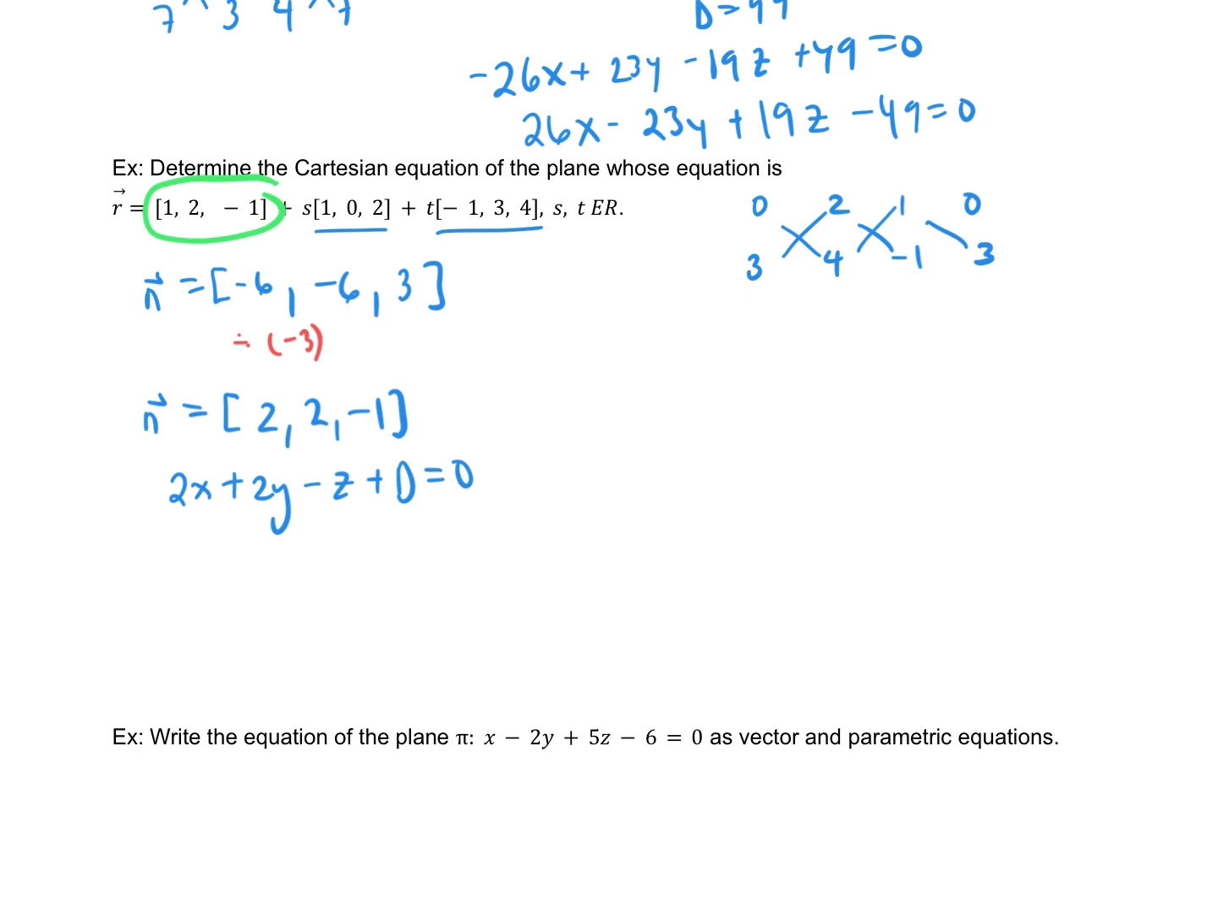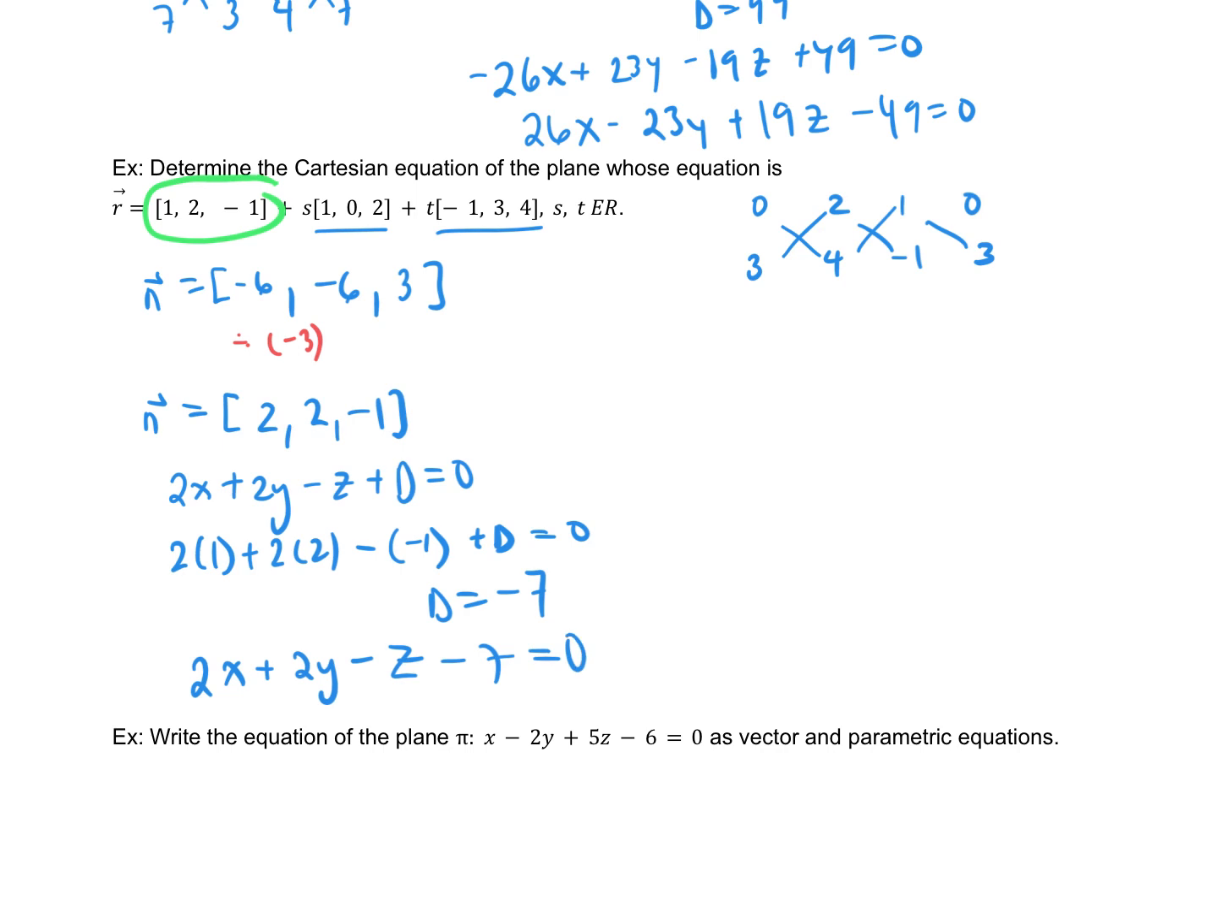Here's the vector that represents the vector from the origin to a point on the plane. So there's my point: 2 times 1 plus 2 times 2 minus negative 1 plus d equals 0. So that's going to be 2 plus 4 plus 1, which is 7. Bring the 7 over, and we get negative 7. So our Cartesian equation is 2x plus 2y minus z minus 7 equals 0.